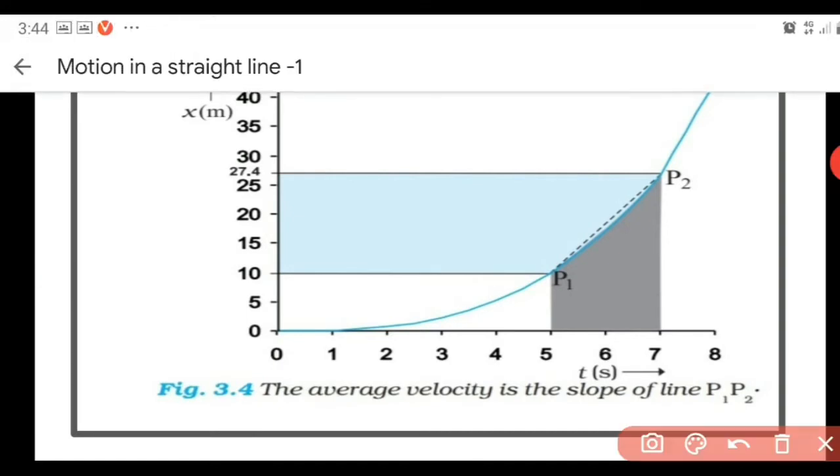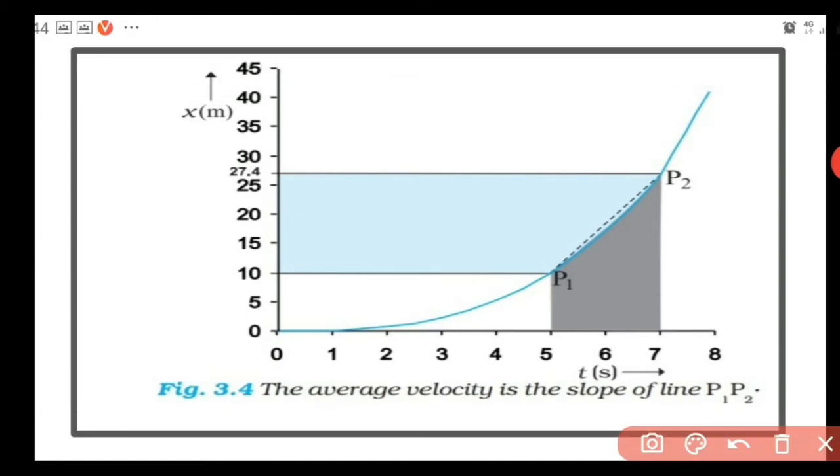Now in this graph, what is that average velocity? You just see here P1 and P2. They lie along the curve, and the graph is a curved one. So P1 P2 is the chord joining the two points. Actually, x2 minus x1 by t2 minus t1 gives the slope of this chord.